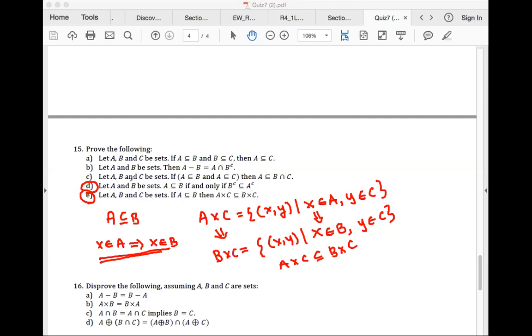So if we try with memberships, if A is a subset of B, that means that if x is in A, then x is also going to be in B. So what am I trying to show? If and only if the complement of B is in the complement of A.